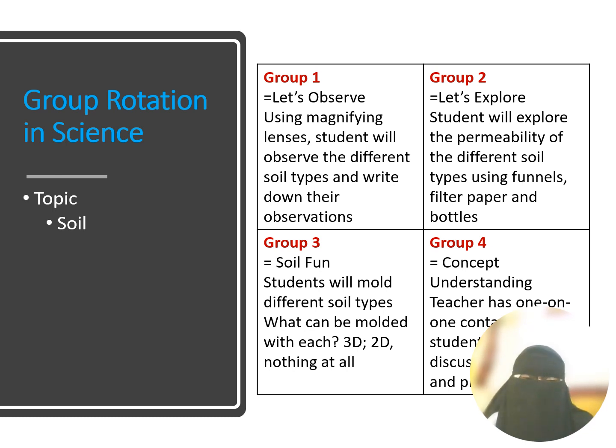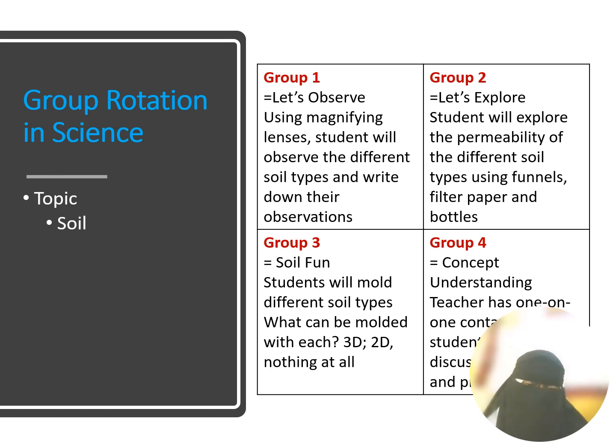Group 2 can explore the permeability of the different soil types using funnels and filter paper. So rather than going to class and telling them all the information, telling them that these are the qualities of loamy soil, these are the qualities of sandy soil and clay soil and all that, you can have the children test run all this in the classroom. At the end of the rotation period, they come and you discuss your findings together and try to validate the things that the textbook is trying to explain to them. So they can have students exploring that.